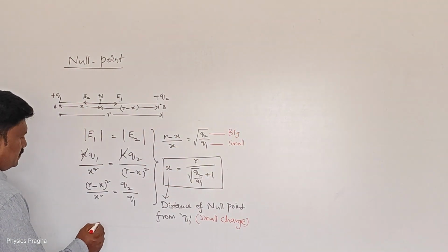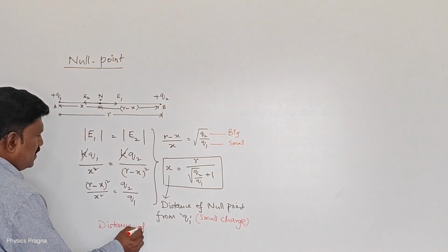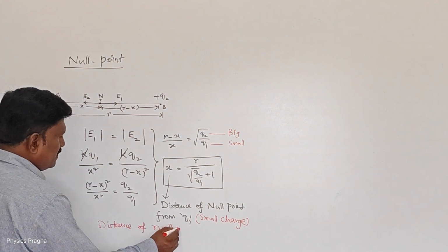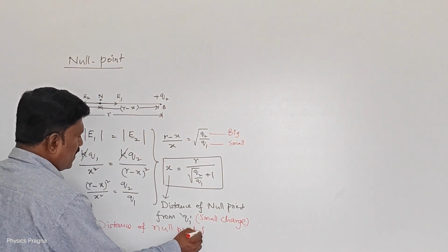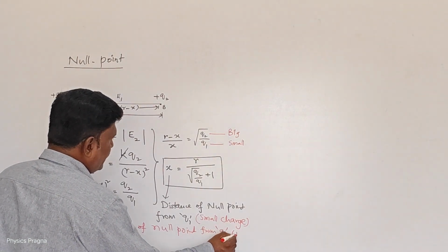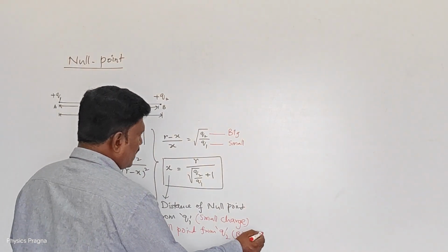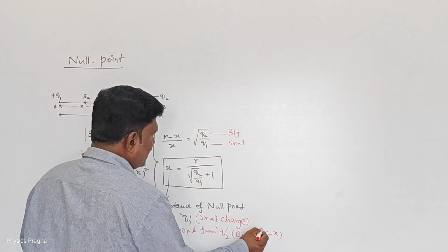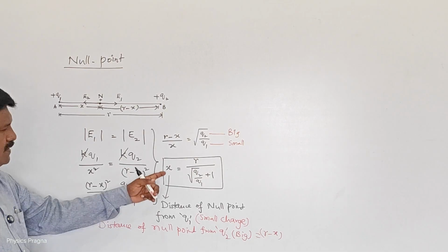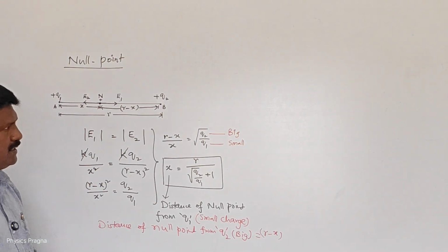See, the distance of the null point from Q2, that is the big charge, is equal to R minus X. X value is there here. Like this we can calculate the null point.